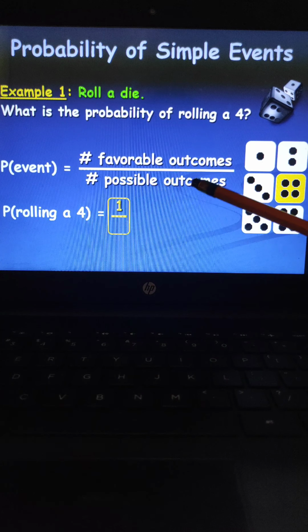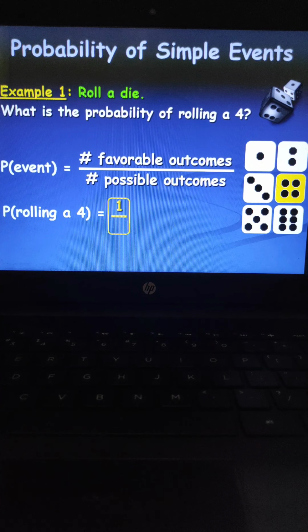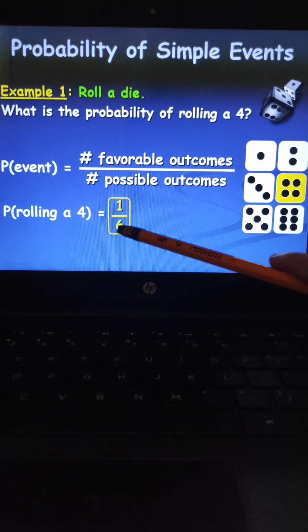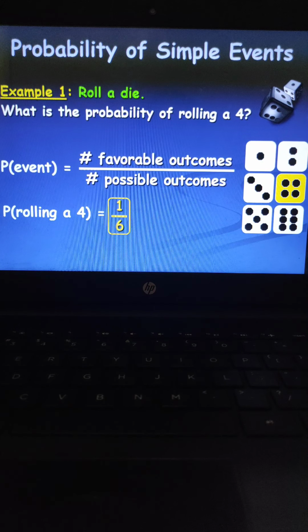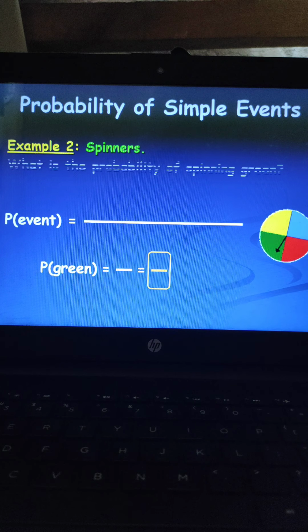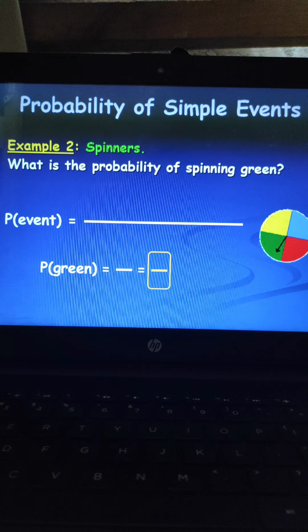And how about the possible outcomes? The possible outcomes is 6, because the total number of faces of a die is 6. Let's count again: 1, 2, 3, 4, 5, 6. So we have 1 over 6. Now let's have example number 2. The spinners. What is the probability of spinning green?